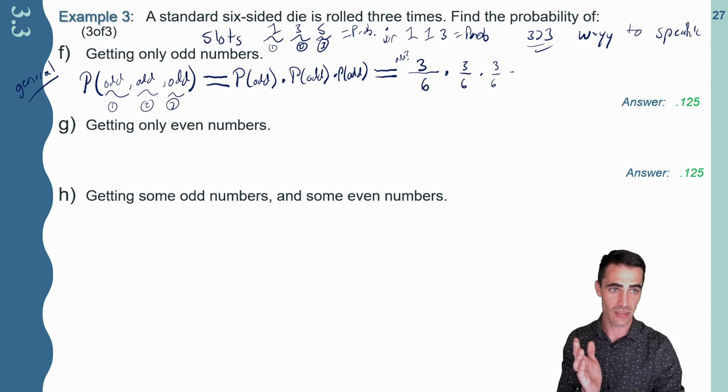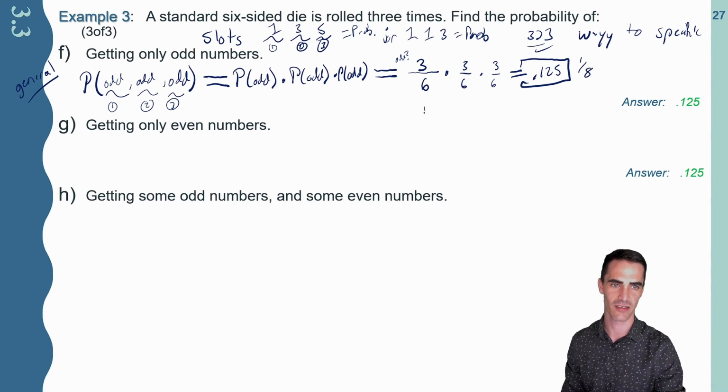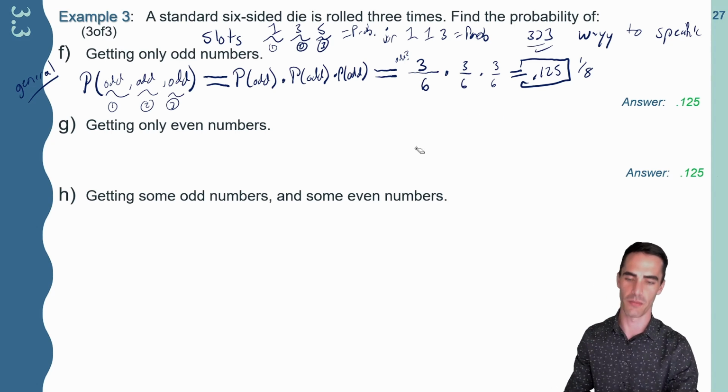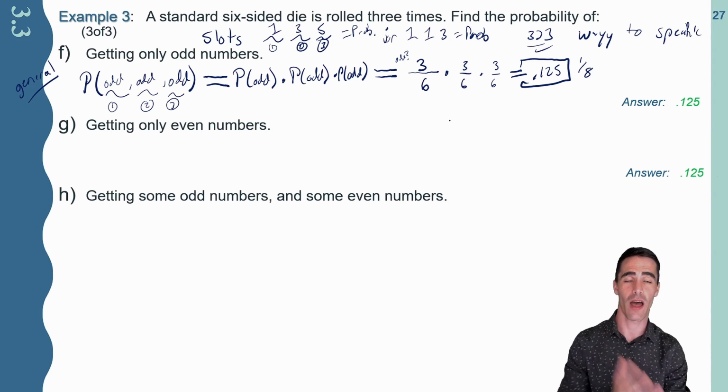And so if I multiply these all together, I should get a probability of 0.125. For reference, that's actually just 1 divided by 8. It simplifies quite a bit. 1 divided by 8. Because each of these, 3 divided by 6, is just 1 divided by 2. And if you multiply 1 divided by 2 3 times, yeah, you get 1 divided by 8. That'll come up in a minute, so that's why I want to reference it now. So that's the probability that we get all odd numbers.